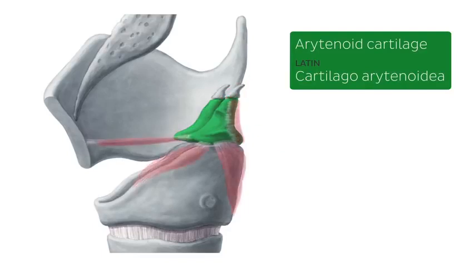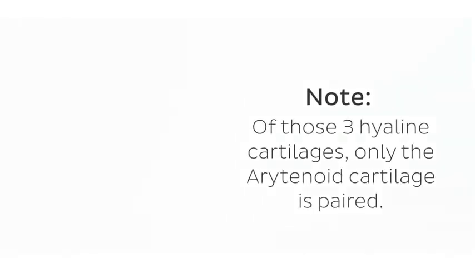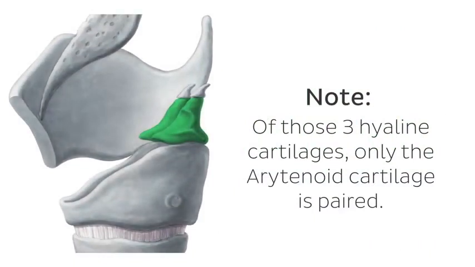Another important thing to see here is that there are a lot of important points where the muscles will use attachment points on the arytenoid cartilages. We're going to look at that in more detail later on in different tutorials, but you can have here an illustration showing that. And also an important note that I need to highlight in this tutorial is that, of those three hyaline cartilages that we looked at, the arytenoid cartilages are the only hyaline cartilages that are actually paired.